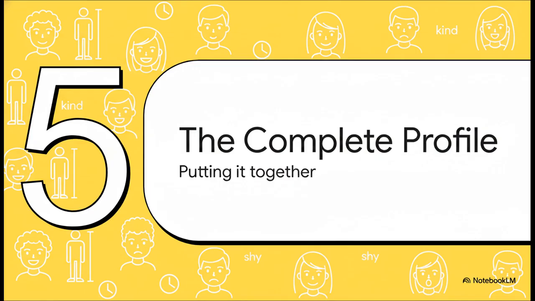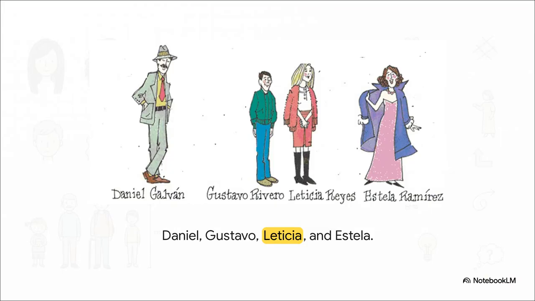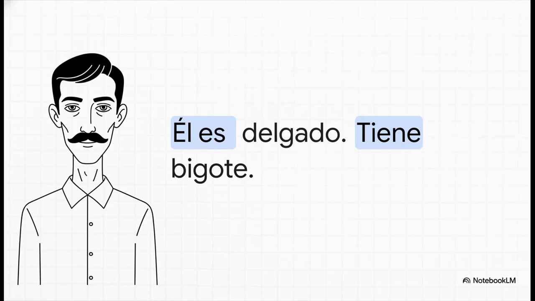Finally, Section 5, the complete profile. Time to put it all together. Now, what's really interesting about this is seeing it in action. Let's put everything we've just learned to the test with 4 distinct characters from our source material: Daniel, Gustavo, Leticia, and Estella. We're going to apply our new descriptive words to build complete profiles for a couple of them right now. Let's walk through Daniel's profile first.